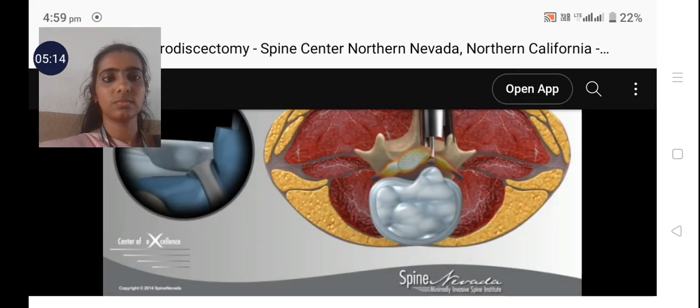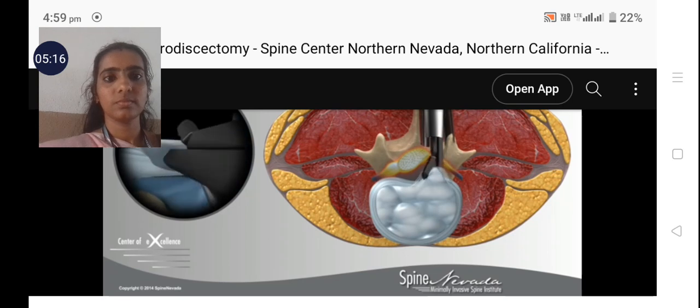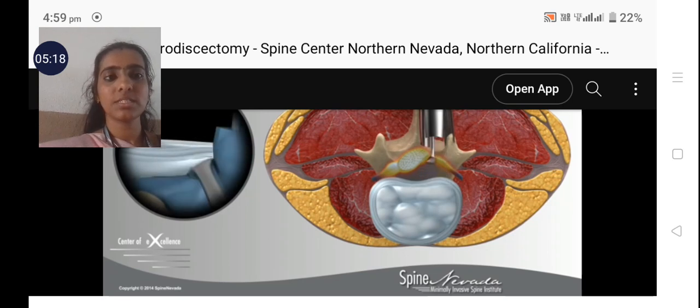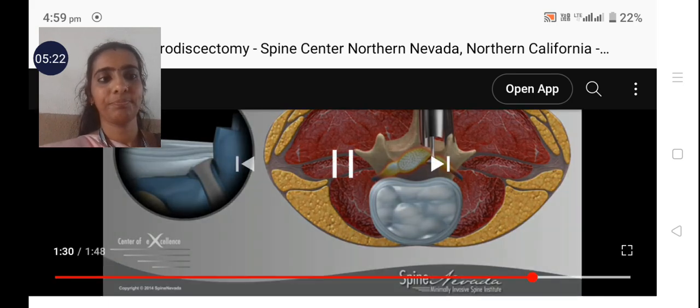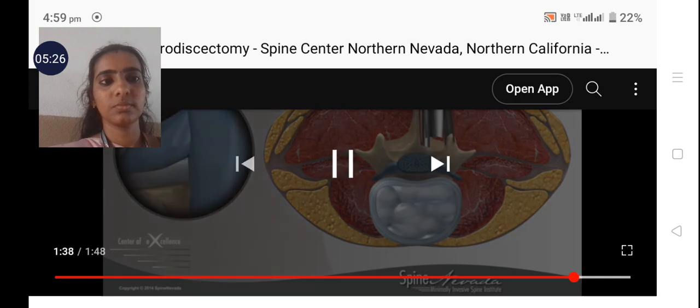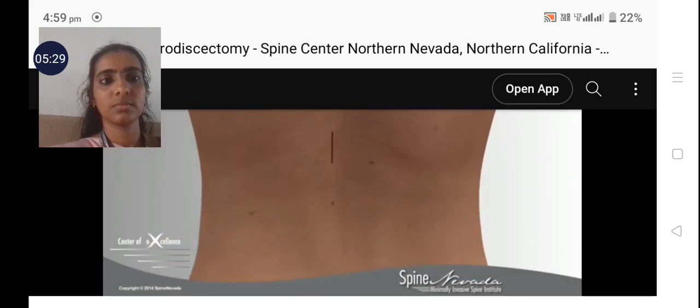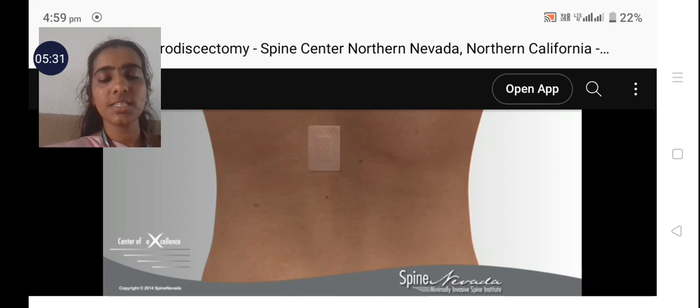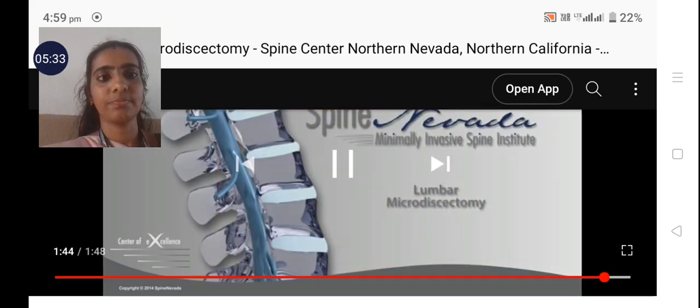Using micro-instruments, the damaged portion of the disc is removed, while the healthy portion is left intact and functions to cushion the vertebrae. Partial disc removal, or discectomy, is necessary to preserve healthy disc. The small wound is closed with absorbable sutures, and a tiny dressing is applied. At Spine Nevada, this procedure is performed.